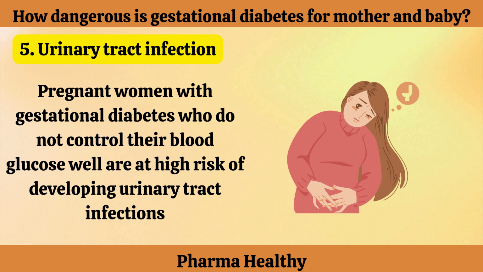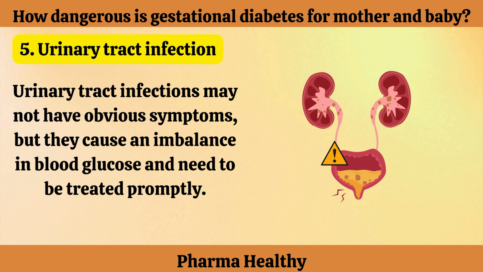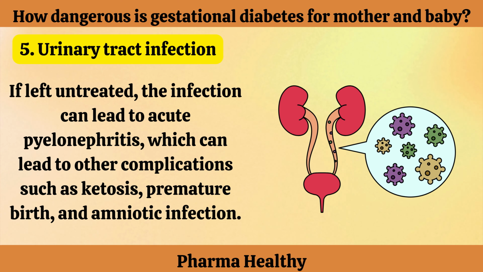5. Urinary tract infection. Pregnant women with gestational diabetes who do not control their blood glucose well are at high risk of developing urinary tract infections. Urinary tract infections may not have obvious symptoms, but they cause an imbalance in blood glucose and need to be treated promptly. If left untreated, the infection can lead to acute pyelonephritis, which can lead to other complications such as ketosis, premature birth, and amniotic infection.